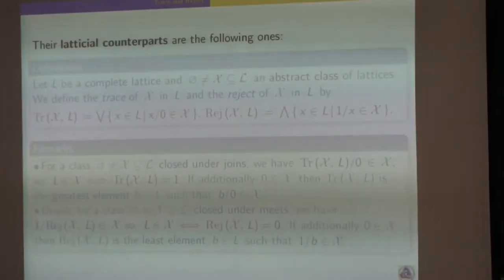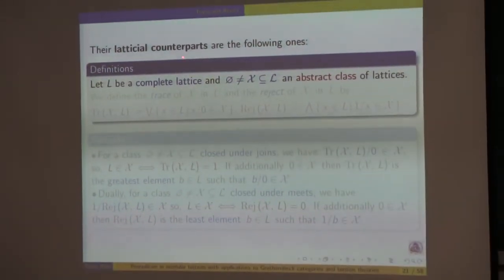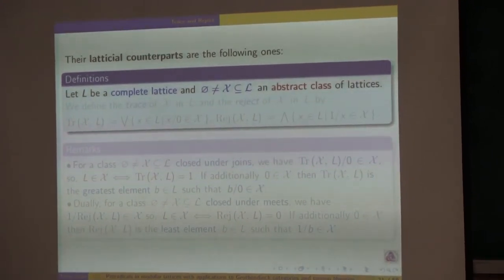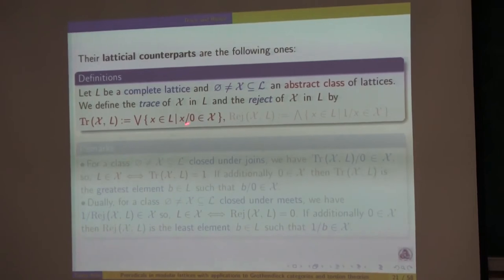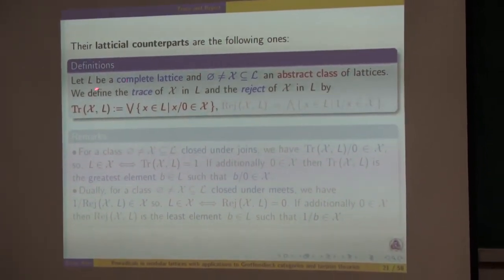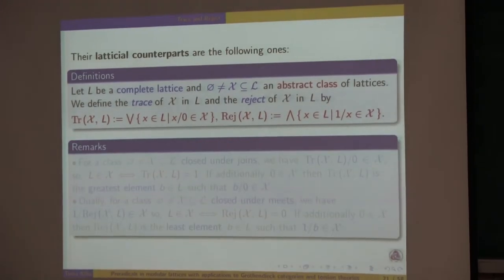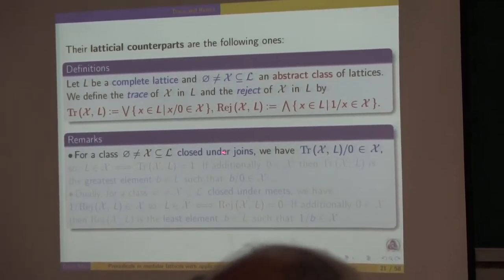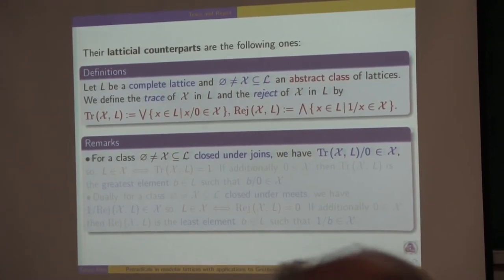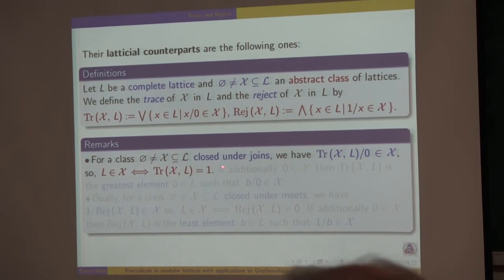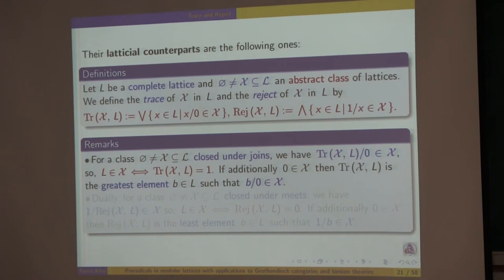Now we are trying to give these for lattices. If we have a complete lattice and a class of lattices which is abstract, we define trace and reject. Trace is the union of the F compared with the other one, and that is the counterpart. And reject is this one instead. Now we have the following remark. For a class closed under joins, the trace is in X. So if L is in X, the trace is the biggest element. If additionally 0 is in X, then the trace is the greatest element B such that 0 over B is in X. Dually, we have also for a class closed under meets.